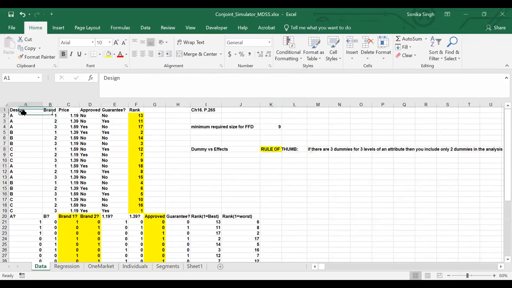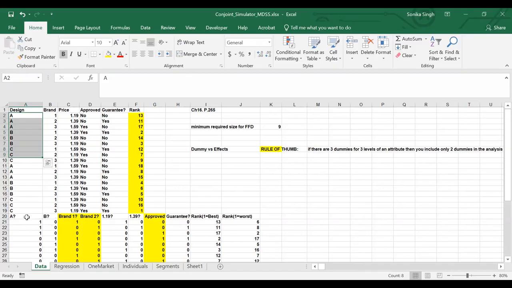Now, let's take an example and see how this rule of thumb applies. So the first attribute is design. It has three levels, A, B, and C. We have to code them in the form of dummies, that is 1 and 0. So our rule of thumb says that because there are three levels, that means we have to code three dummies, but we take really only two of them in our analysis.